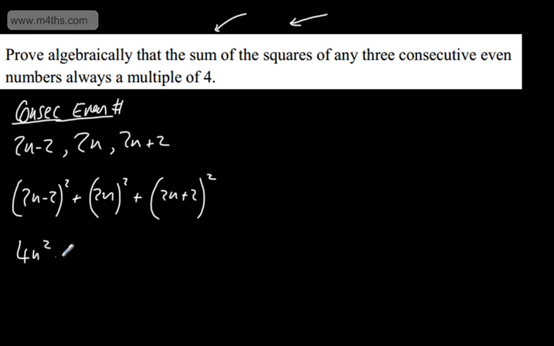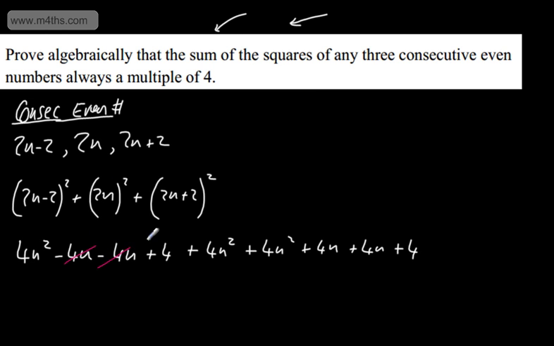4n squared minus 4n minus another 4n plus 4, plus the 4n squared. Now expanding this one, plus the 4n squared plus 4n plus another 4n plus 4. So if we look at what's going to cancel from here, we've got the minus 4n, the minus 4n, the plus 4n and the plus 4n. So this leaves me now in total, I've got 4n squared plus 4n squared plus 4n squared, which gives me 12n squared, plus 4, which is plus 8.